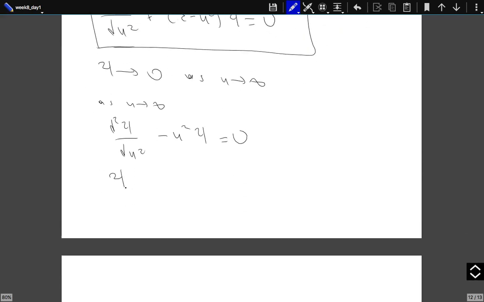Now let me try this one, psi. Let's say it's e to the power minus u squared over 2, times some psi 0, some constant. I claim that this is a solution of my differential equation. It's not the exact solution, but this is the solution in the limit u goes to infinity. In fact, plus or minus u squared over 2, both signs are solutions of my differential equation. Let's check. The derivative of psi with respect to u is just plus or minus u psi.